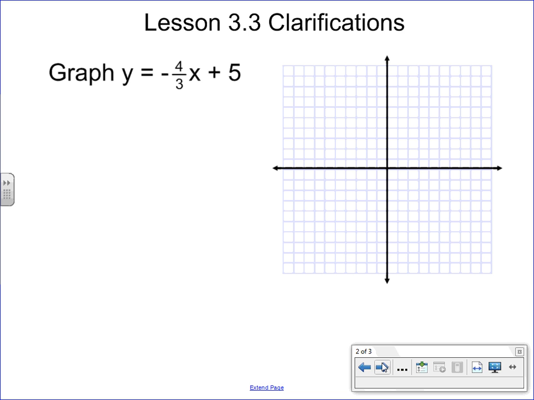So my y-intercept is 5, which means I'm going to make a dot at 5 on the y-axis because I know that my line is going to cross there. I also know that my line has a slope of negative 4/3. Keep in mind, a negative slope means it's going to go down to the right. So it's going to go down 4 and over 3. So I have another point there. And I'm going to make one more point, down 4, over 3. I'm going to make a line through those points. Okay, and that's my graph for y equals negative 4/3 x plus 5.